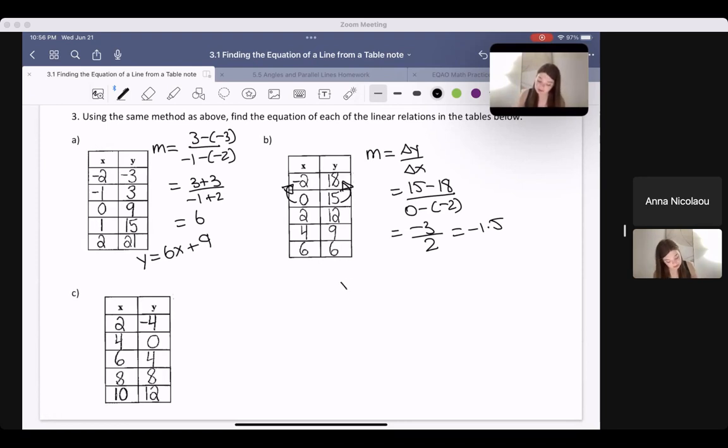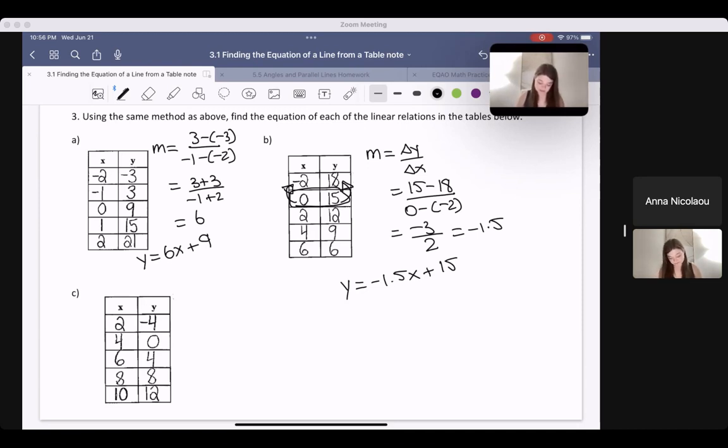Now, what is our y-intercept? Well, we have the point here, 0, 15. So we know that if x is 0, y is 15, right? So that's our intercept, and that's our b value as well. And so we'll just put plus 15 right there.